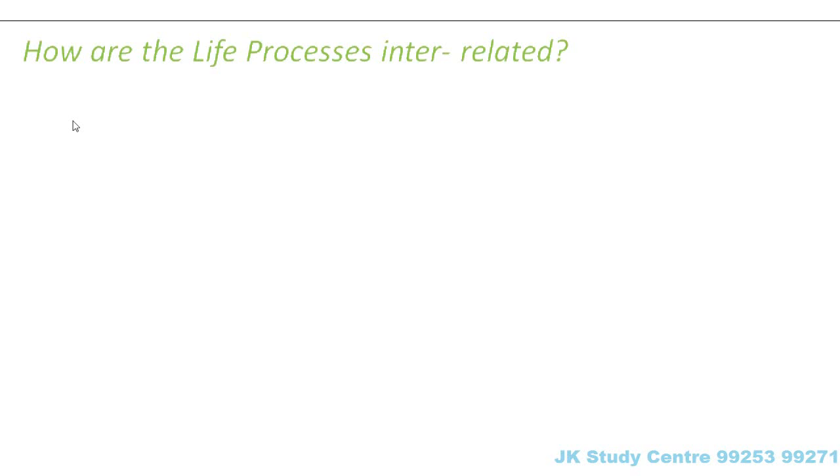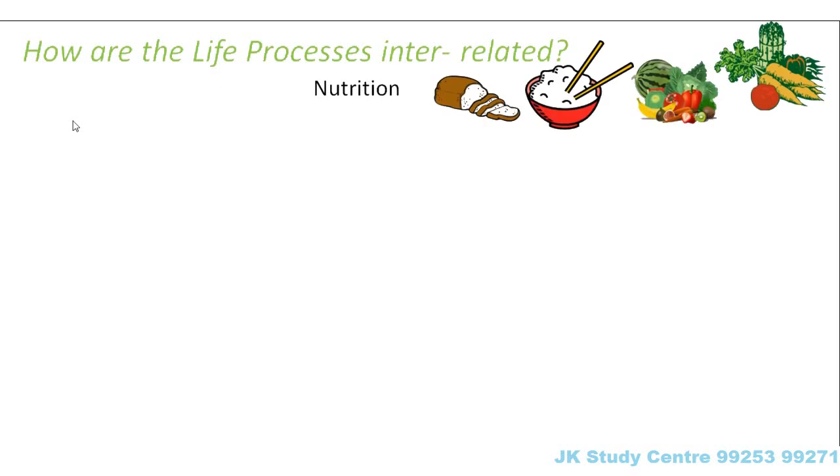So the first life process, what is that? Nutrition. So in nutrition we talk all about food. That means how does an organism obtain food. Now once he obtains food, how does he intake that food? Take the food inside his body. Now then what happens to that food? The food is broken down into simpler molecules, then the food is digested, the food is absorbed by the body.